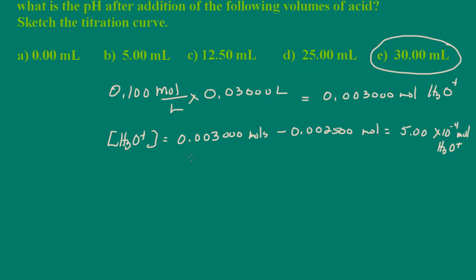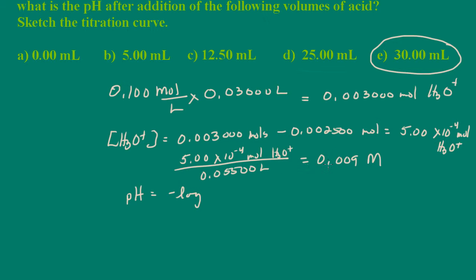And then, of course, we have to divide that by the total volume, which would be 30 plus the original 25 milliliters. So that's going to be 55 milliliters. So we have 5.00 times 10 to the negative 4 moles of acid divided by 0.055 liters. And that's going to give us 0.009 molar. And of course our pH then will be the negative log of the hydronium ion concentration. Negative log of 0.009 is 2.04. So after the addition of 30 milliliters, our pH is 2.04.